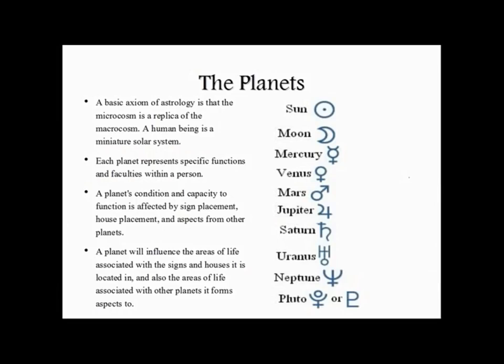So a planet's condition and capacity to function is affected by sign placement, house placement, and aspects from other planets. In other words, when we look at an astrological birth chart and we consider all the factors that will affect a certain planet, its environment by sign, by house, and other influences onto that planet, it tells us a lot about the way in which a certain functional faculty is operating and whether or not it's able to express itself in a normal way, and in an effective way, in a useful way.